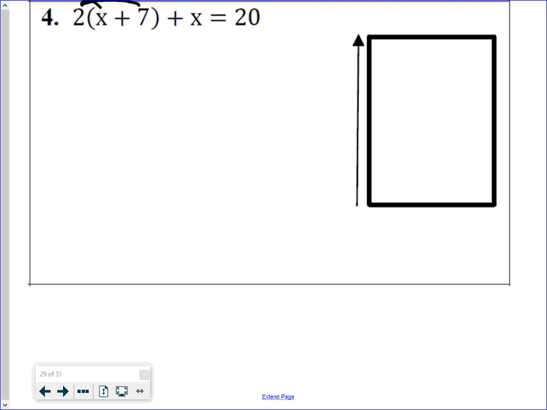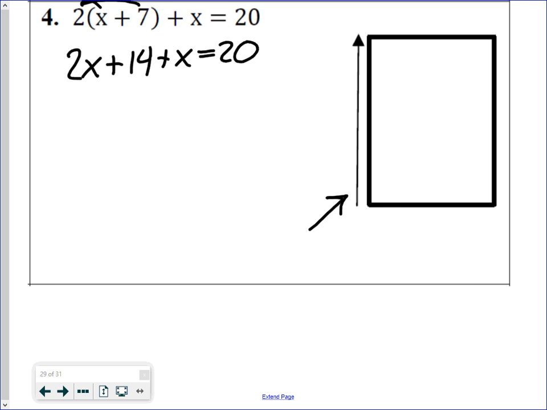So we distribute that 2 through, multiplying it by every term inside the parentheses. I get 2 times x, which is 2x, and 2 times the 7, which is 14. It's a positive 14, so we write a plus in between. Now everything else we just rewrite: plus x equals 20. Notice I do have my box over here.